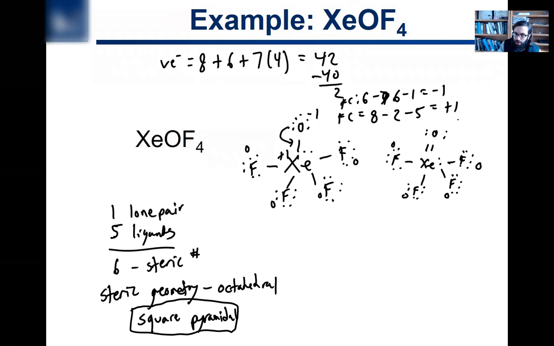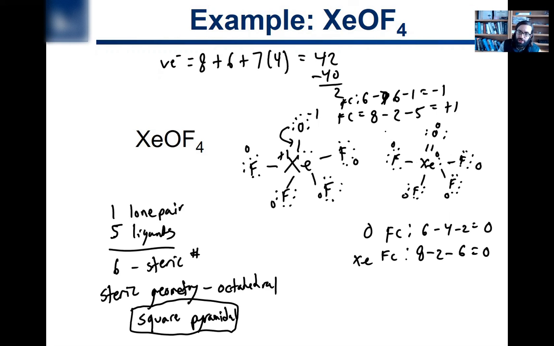But look what happens when you do it here. On this side of things, for oxygen and xenon, we can do the same thing. Oxygen here is going to be 6 minus 4 minus 2, right? 4 non-bonding electrons and 2, half of the bonding electrons, which is 0. And xenon is going to be 8 minus 2 minus 6 bonds equals 0. So all the formal charges are 0, so hence you want this one.